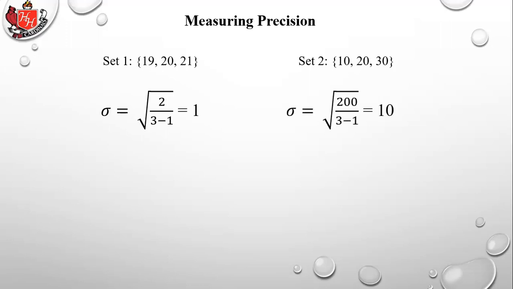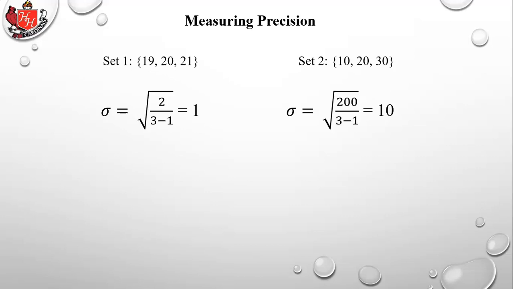For the data set on the left, we got the sum of the differences squared was 200. Again, you have 3 values minus 1. And you take the square root of that and you get 10. So you can see that even though they have the same average, 20, the set on the right, which is clearly more spread out than set 1, has a higher standard deviation.